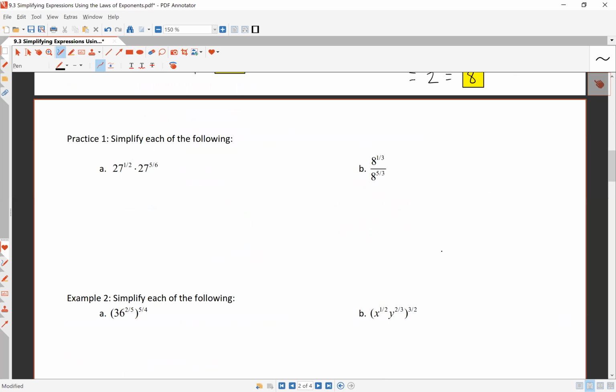This leads us to your practice problems. I encourage you to press pause on your video and work these out, and come back when you're ready to see the solution.